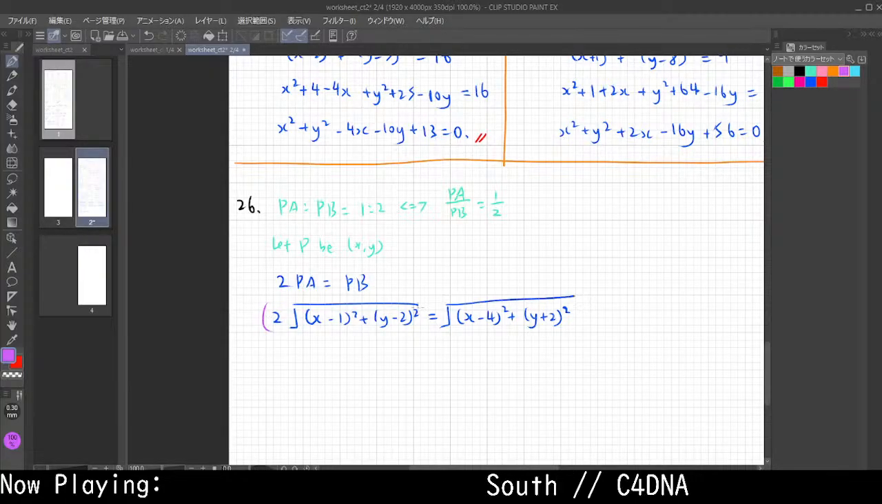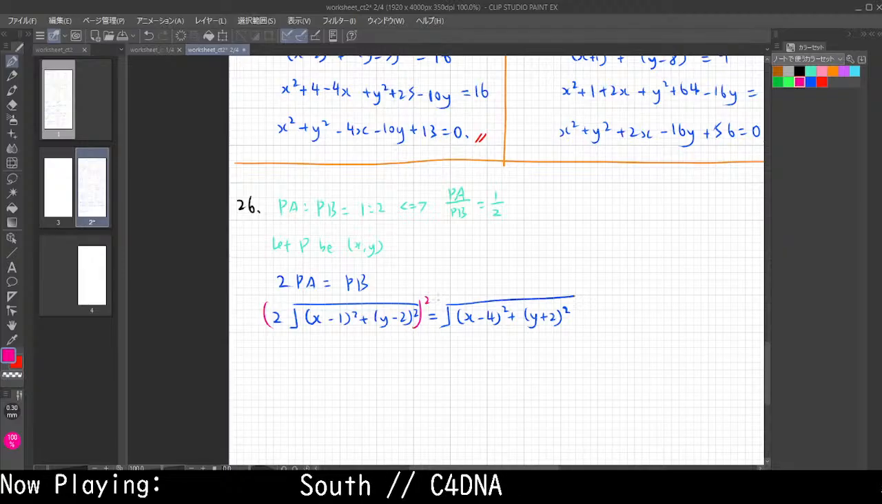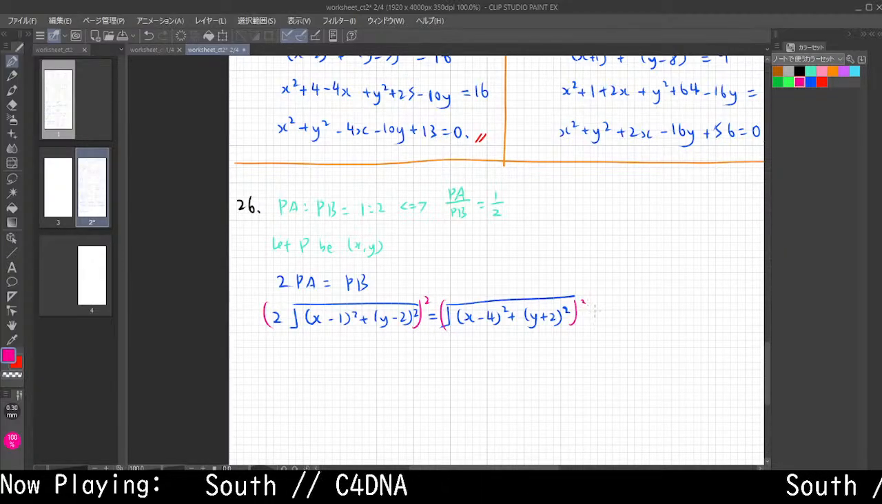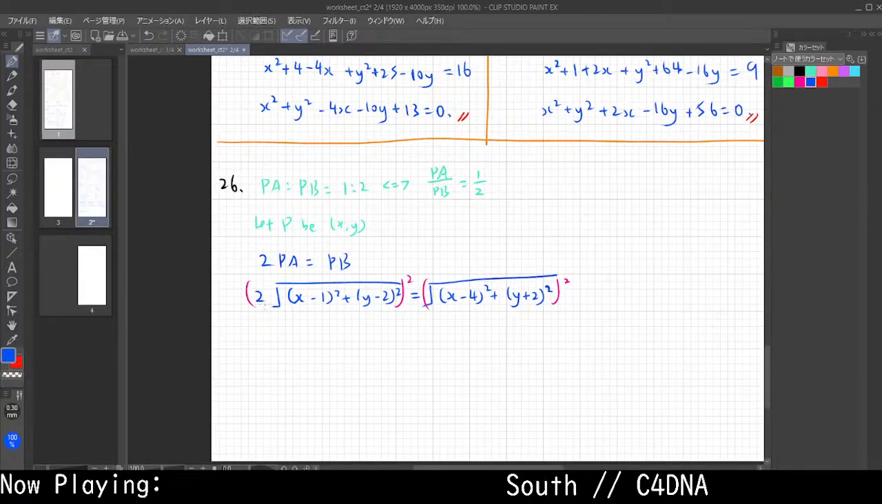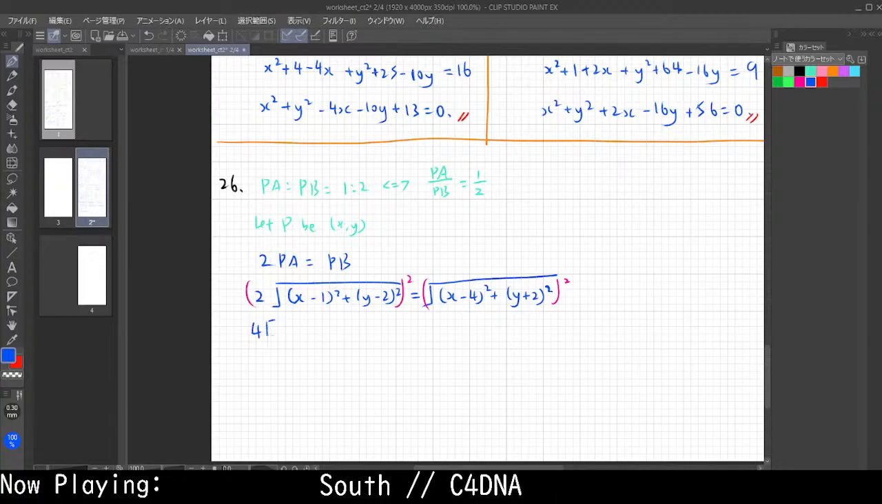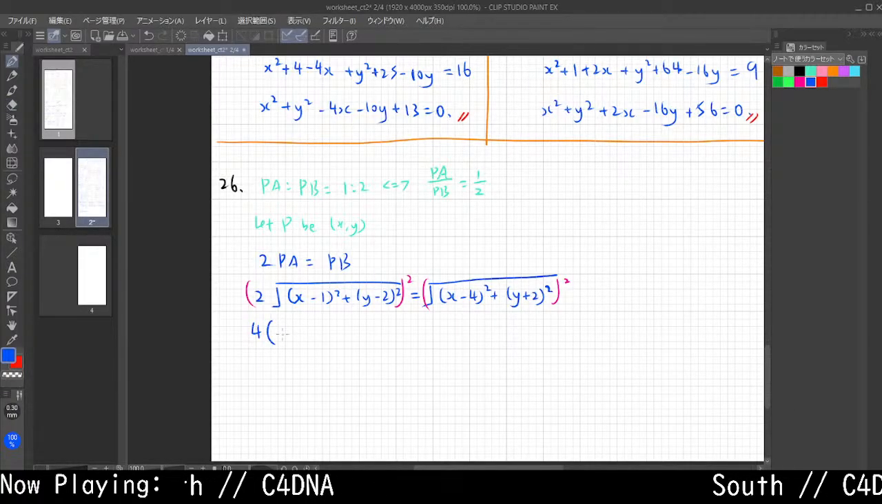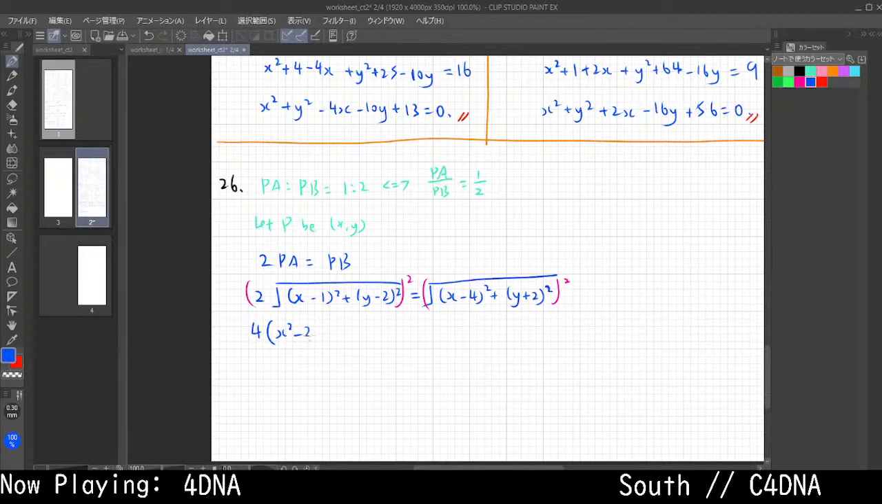I'll use pink for this. Okay, the weird stuff has ended. So you square both sides, including the numbers, so you get 2 squared times 4. Then this should be a higher bracket. You can expand it alongside this, so I will just go through it.